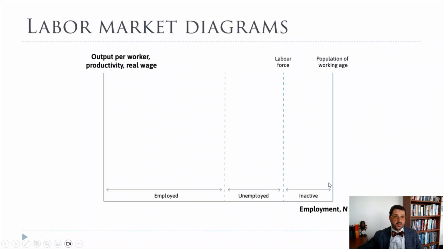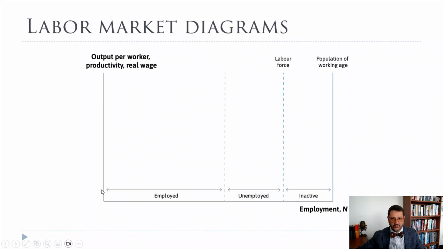Now, some people in that working age population are not looking for work. They're not in the labor force, and so they are inactive. Most of the time, we're just going to draw this diagram and stop here at this dotted blue line, which is the labor force. This matches up with our previous video on measuring the macroeconomy. We've got our total population, our population of working age, our labor force, and then we can divide up the labor force into the employed plus the unemployed.